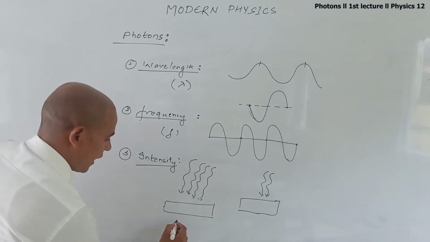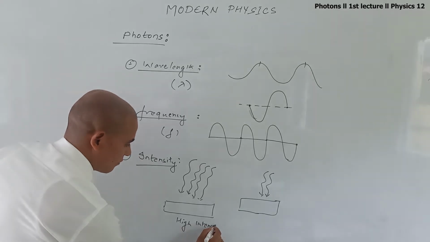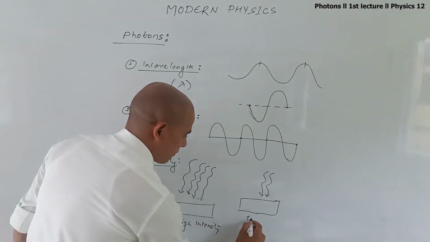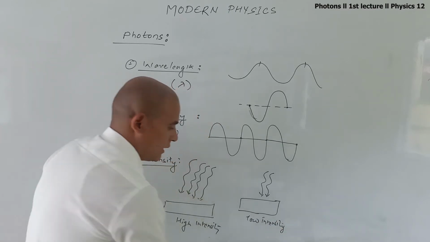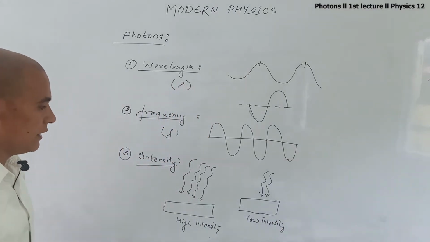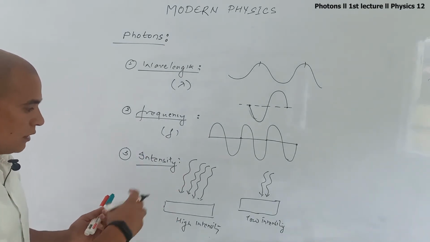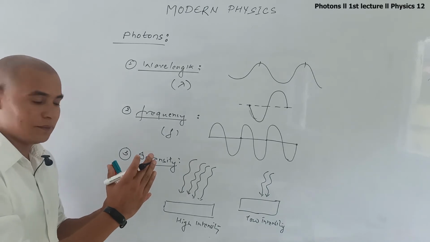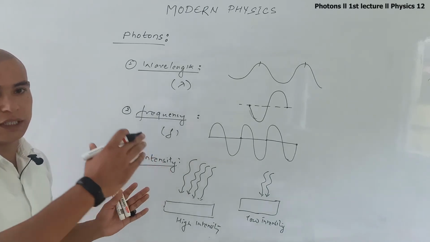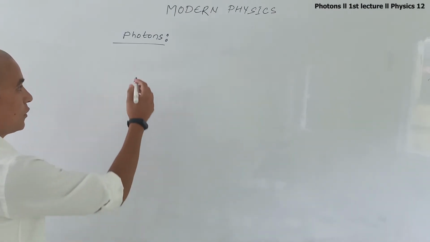So this is high intensity, and this will be low intensity. We can decrease and increase intensity by moving the source, by bringing the source towards the metal surface, or moving it away from the metal surface. Our next term is photoelectron.